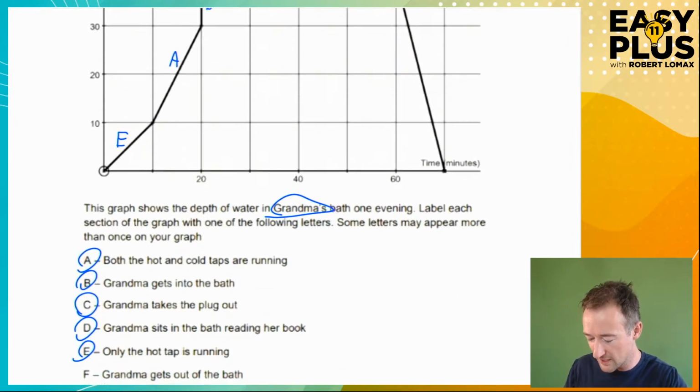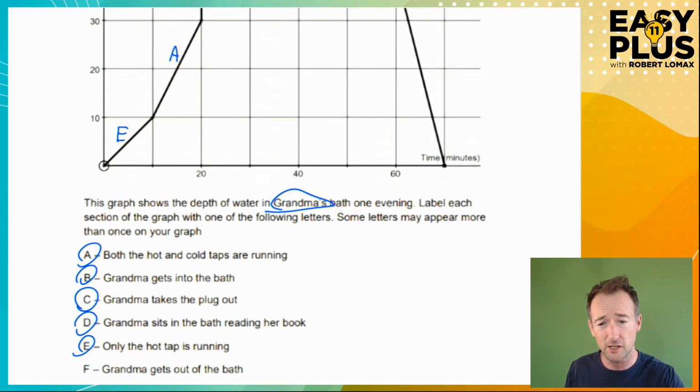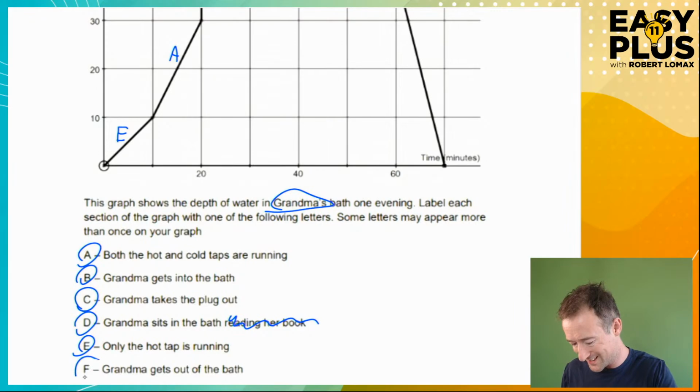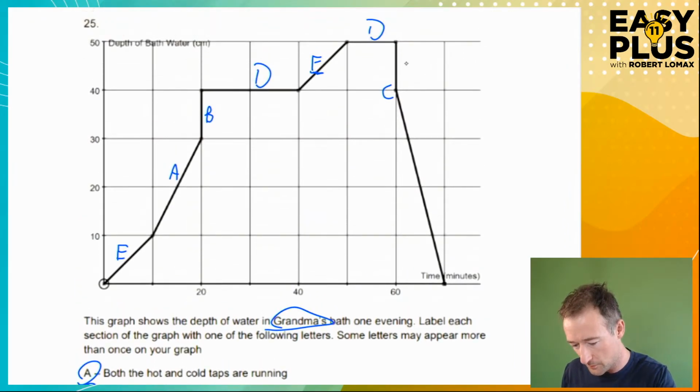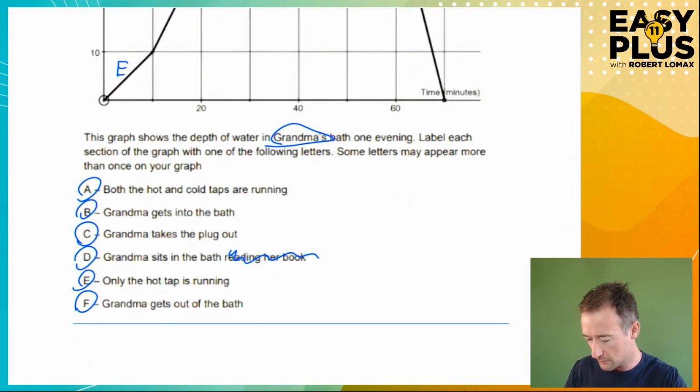What this is really saying is, when is she just sitting in the bath? The book is of course irrelevant. Grandma gets out of the bath, and that happens at this point here. And again, you could label above it, or you could label on the timeline. It doesn't really matter. And there we have it. We've labelled everything. That's it.